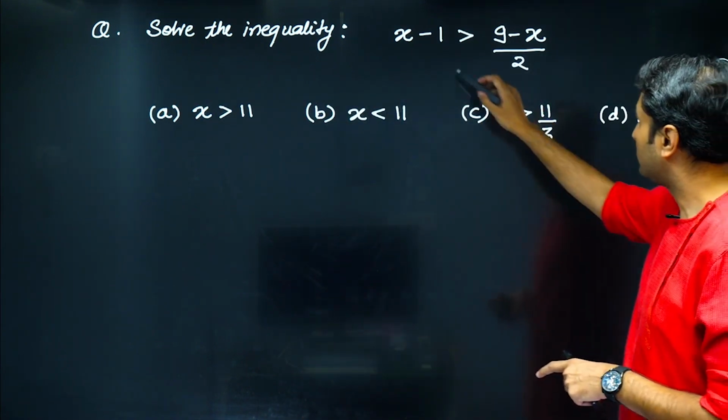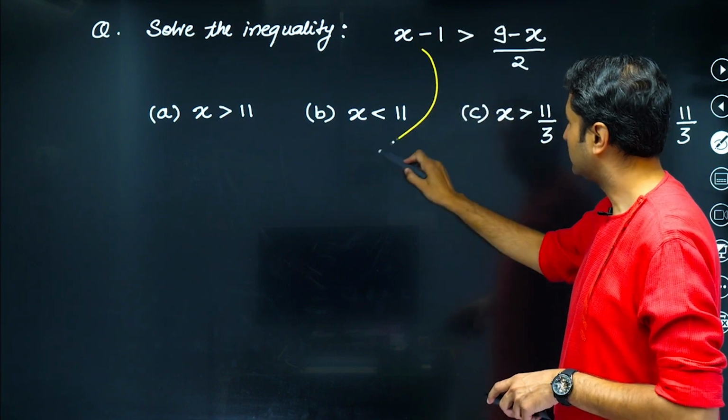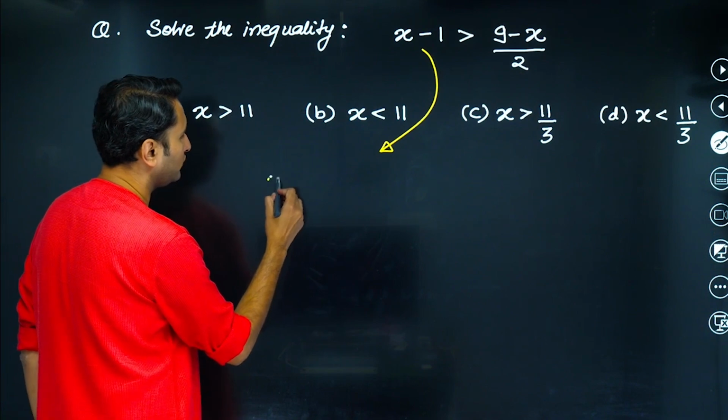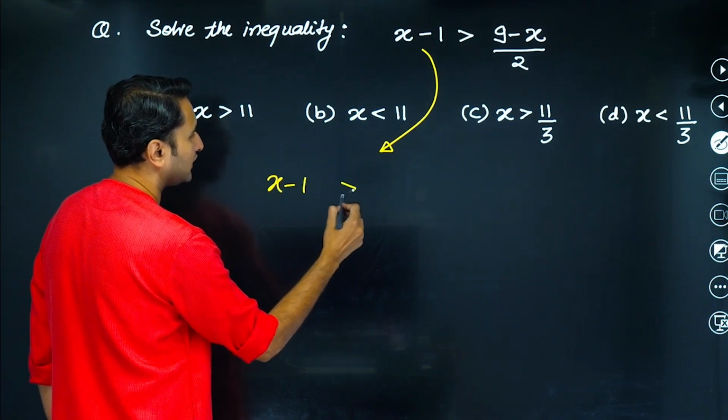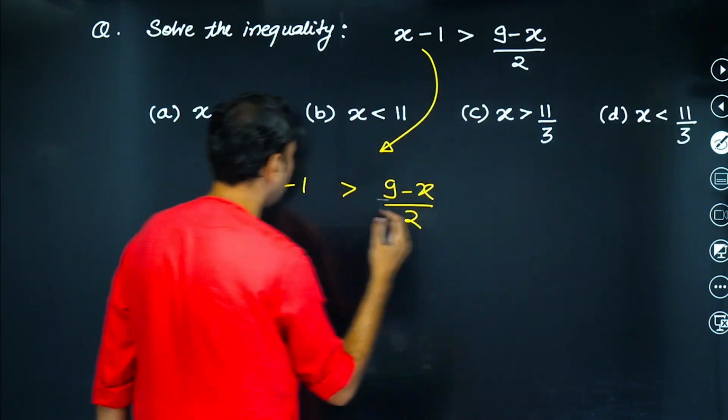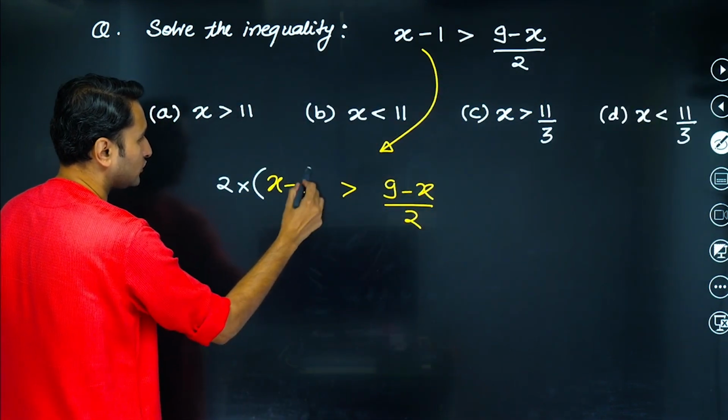So, let's see. I want to remove this 2 in the denominator. x minus 1 greater than (9 minus x) by 2. Let me multiply both sides by 2.